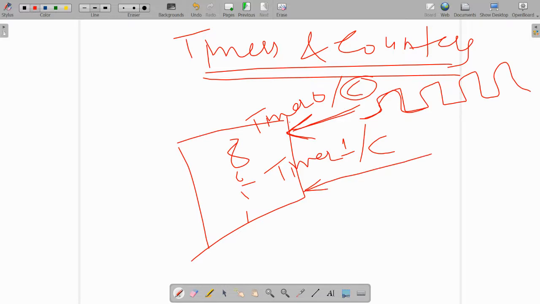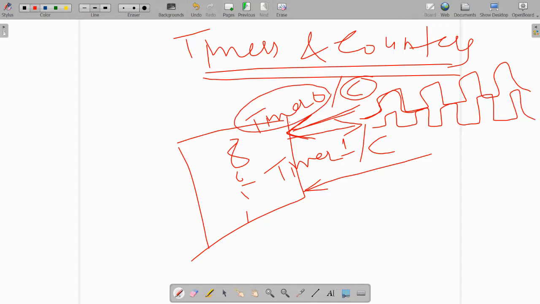But if I'm using this timer 0 to give the clock pulses to the external device, then this works as a timer. So you can work as a timer as well as use as a counter. So that difference you should know.